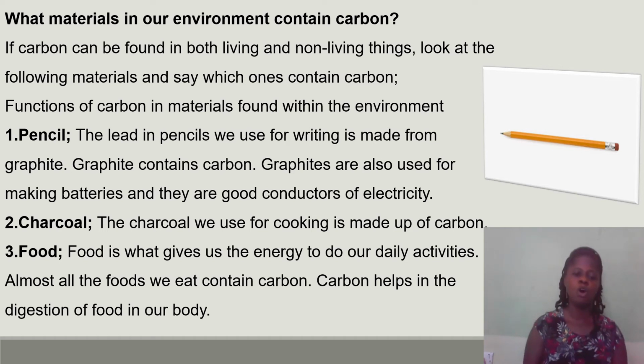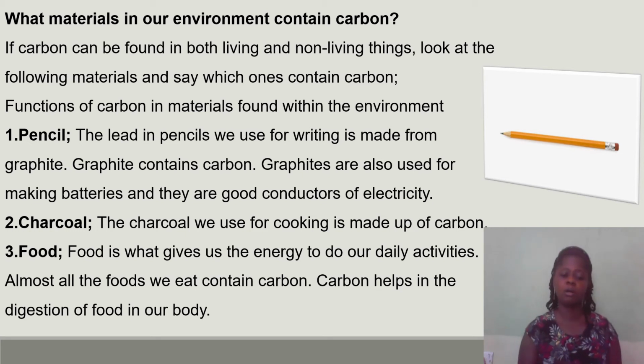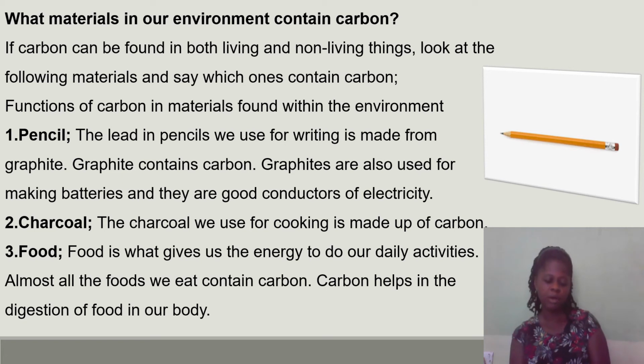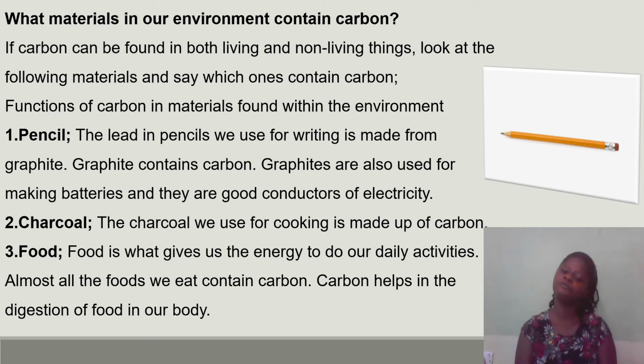We can also talk about charcoal. Charcoal is also something in the environment that contains what? Carbon. The food that we eat also contains carbon. Carbon dioxide in the environment, either from the fossil fuel or from our breathing out, they all contain carbon.